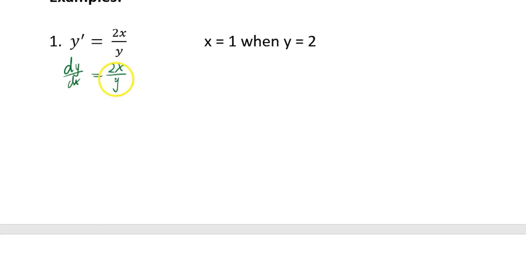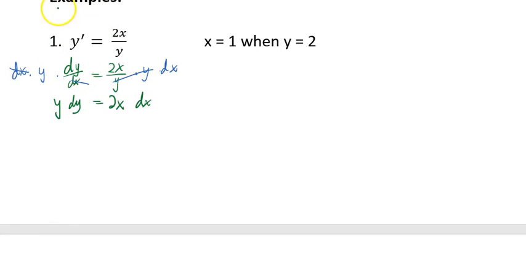So separating my variables means tending to get the y's to the left and the x's to the right. The first thing I'm going to do is multiply by y on both sides to get rid of it over here. And I'm going to multiply by dx so that it puts the dx with the x variable and the dy with the y variable. And so I now have y dy equals 2x dx. Okay, so that's my separating the variables step.